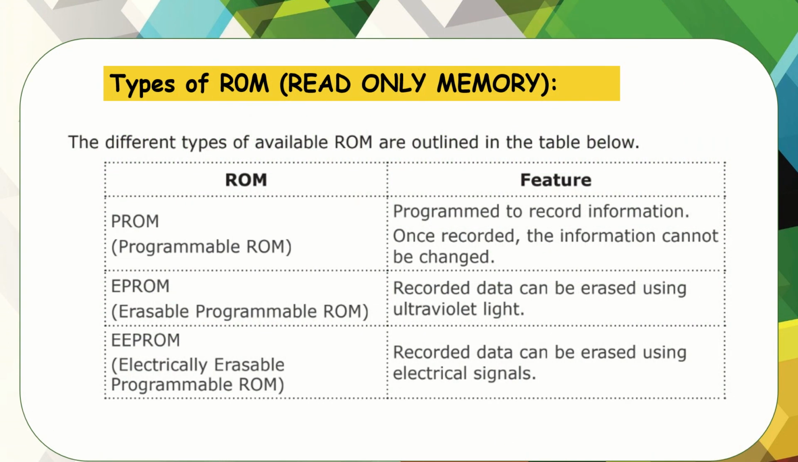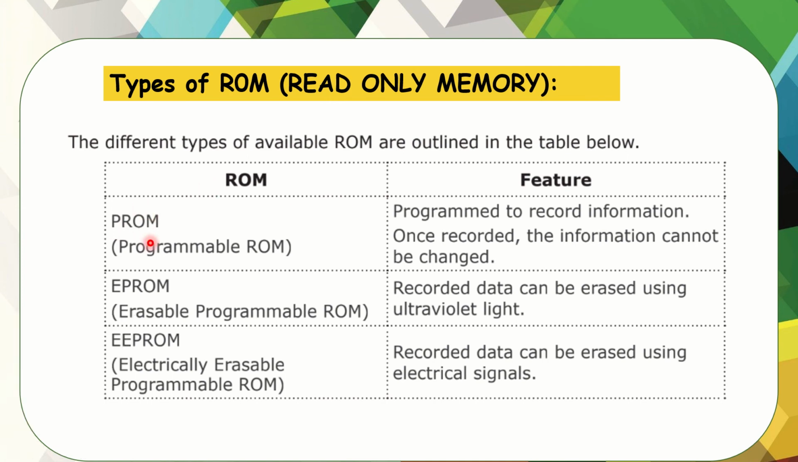Now coming to the types of ROM. I must tell you, there are types of RAM also. Dynamic RAM is there, static RAM is there, but in your syllabus you have just the names of the types of ROM, that is read only memory, and the different types of available ROM are outlined here as I have brought for you. So these are the types of ROM you have. Okay, PROM, EPROM, EEPROM. These are the types and these are the features they have. Got it?